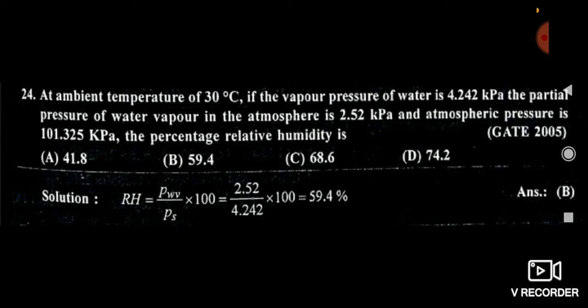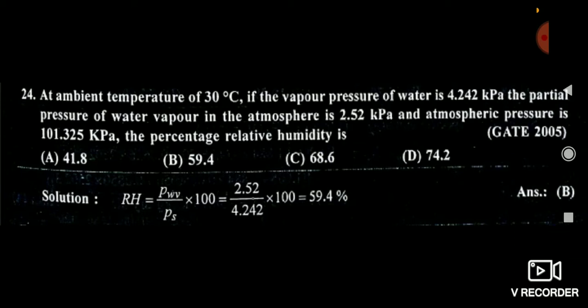And friends, now see, a very good question and a very easy question also. Here the vapor pressure of water is given, that is 4.242, and the vapor pressure of water in the atmosphere, meaning two vapor pressures are given. One is 4.242, that is the vapor pressure of water at its ambient temperature of 30 degrees, meaning the vapor pressure of water at its saturation capacity.